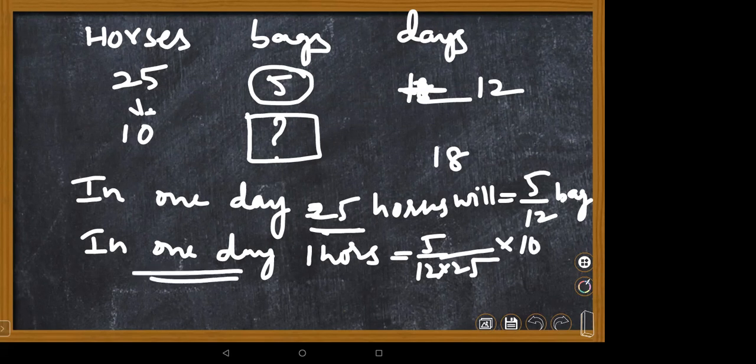So in 18 days, the same way in one day we are taking. In 18 days means what happens? Again, you should multiply with 18. Come on, now you have to simplify it. There is a logical thinking there. First, you need to find out.